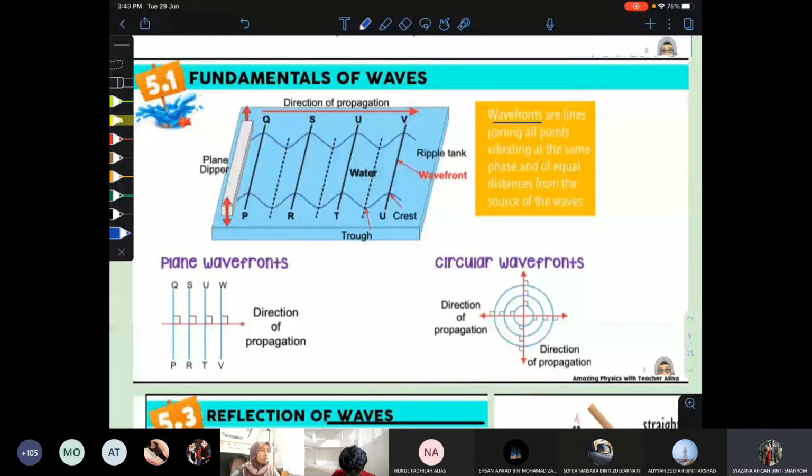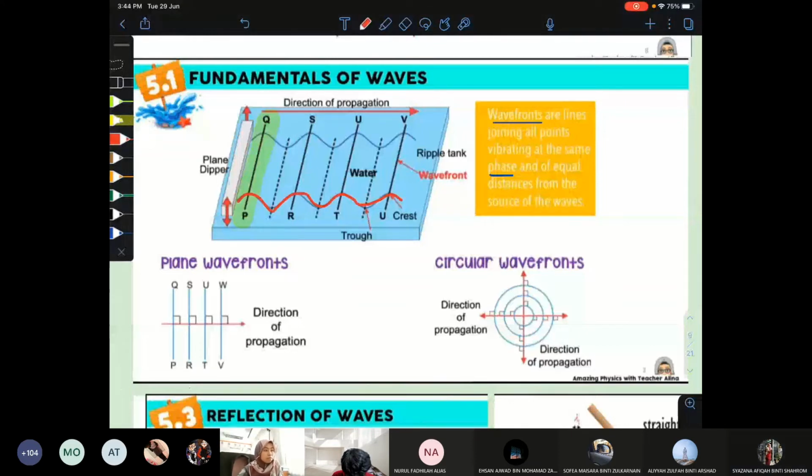Now look at P and Q here. This is the one I'm referring to. That imaginary line, although imaginary, is drawn there because we want to show it. But if you look carefully in a ripple tank, you don't really see the line unless you stare. P and Q, that line is formed by joining all points vibrating at the same phase.